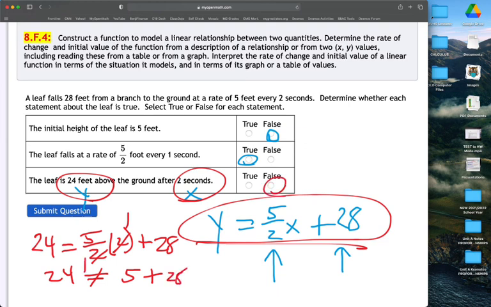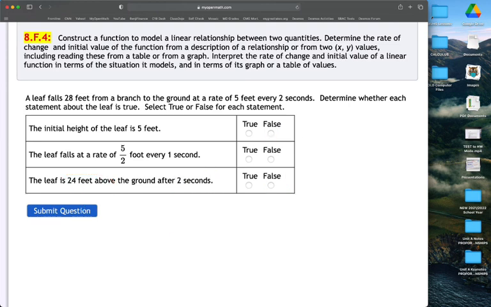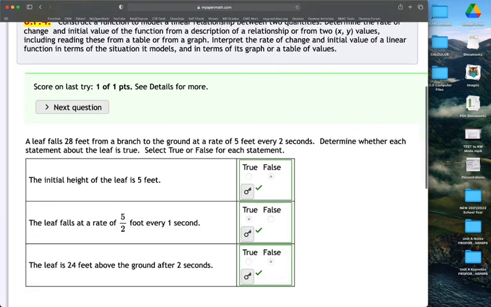So it looks like we've got false, true, false. And of course, this problem alternates. It's not always false, true, false.